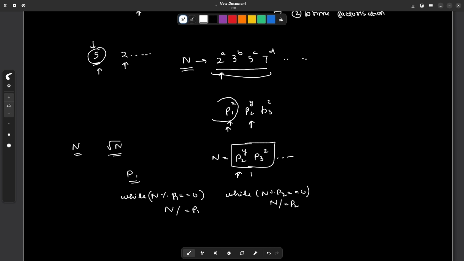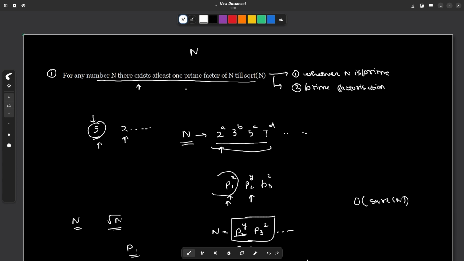Now for the remaining prime factors, I can do the same thing again and again to find all the prime factors of the number, right? This is exactly what we call prime factorization. First of all, we found a prime factor p1, then we found a prime factor p2, and then we can find a prime factor p3. So this way, we only have to go up to square root of n each time, right? And ultimately, the overall time complexity will be square root of n for this particular method.